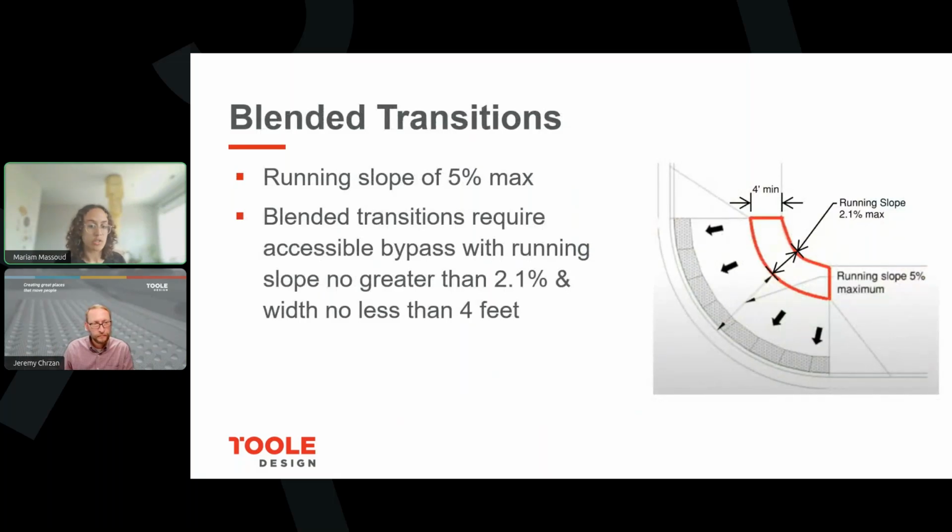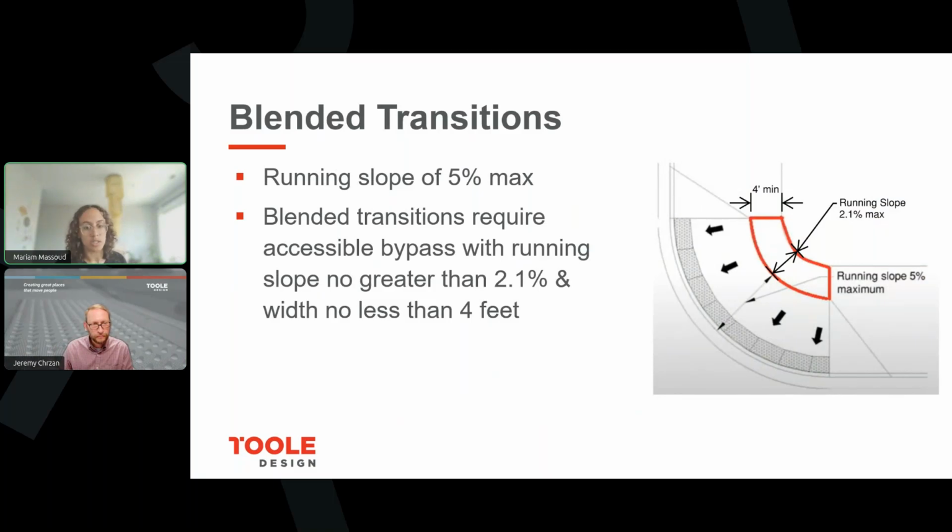This shows the slopes that are required for designing a blended transition. And then in this image, it's a depressed corner. So the running slope, shown by the chunky black arrows, is maximum 5%. But there's also a bypass, or basically a sidewalk, required behind the blended transition. So this is for people who are just continuing walking around the corner. They're not using the blended transition.